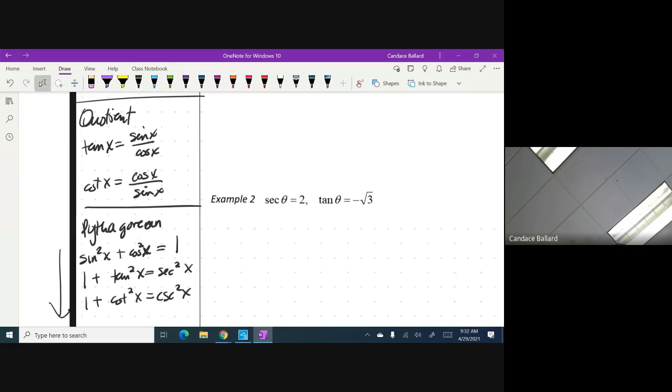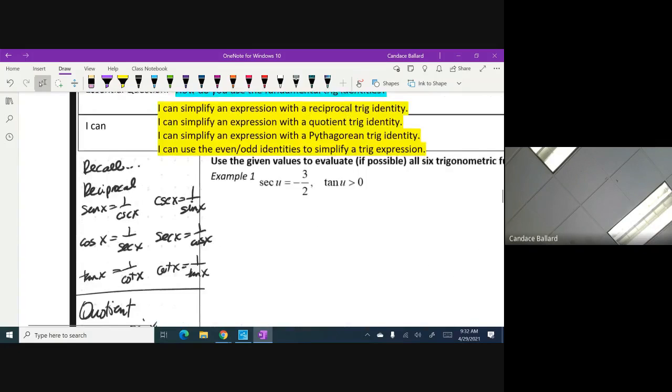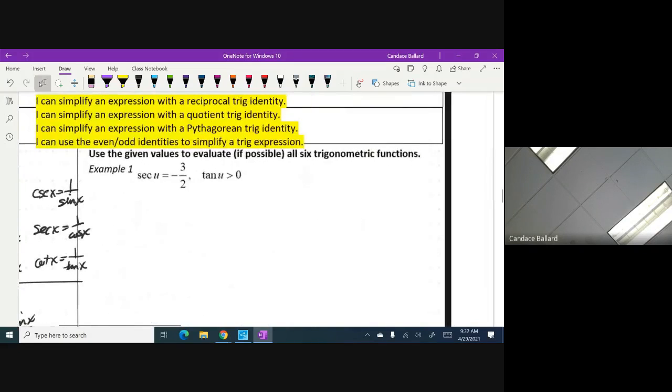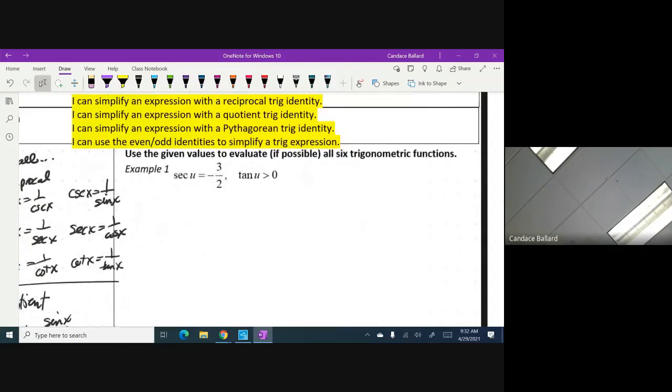All right, here we go. We ready? Let's try this a few times. Instead of using the right triangles, we are going to use these identities to solve for whatever ones they're asking us to do. We're going to use the given values to evaluate, if possible, all 6 trig functions.